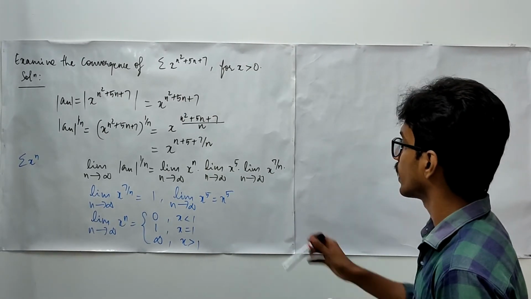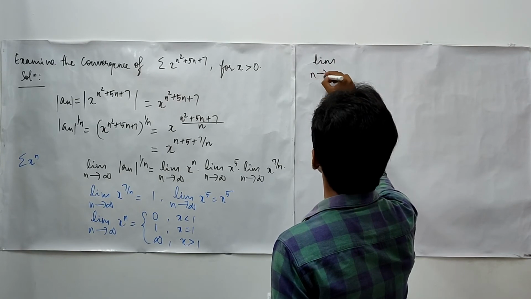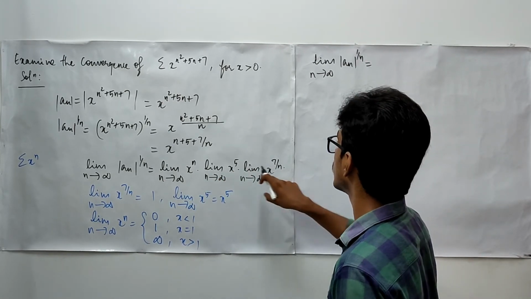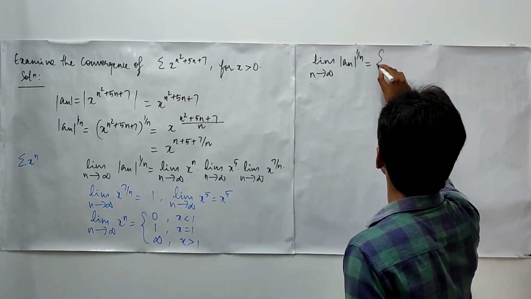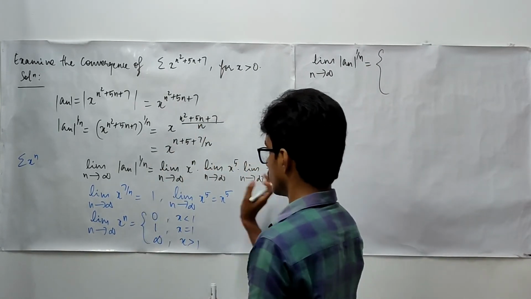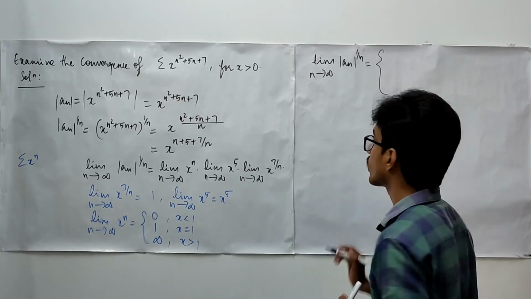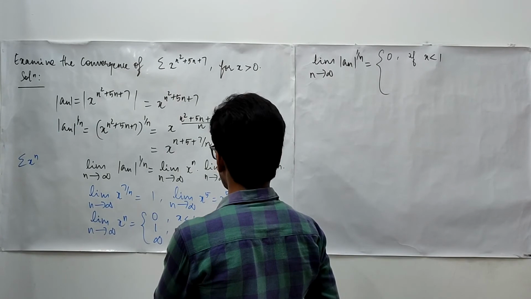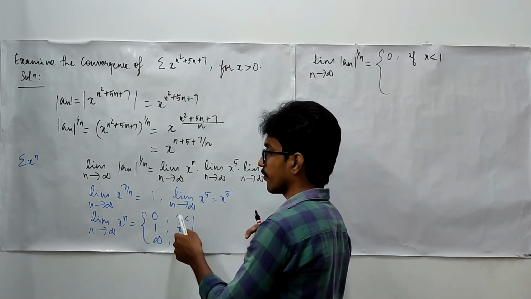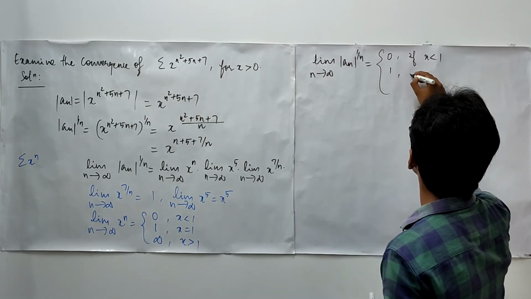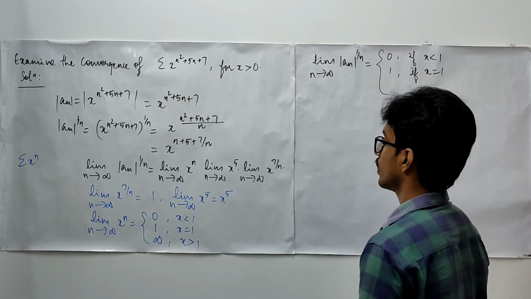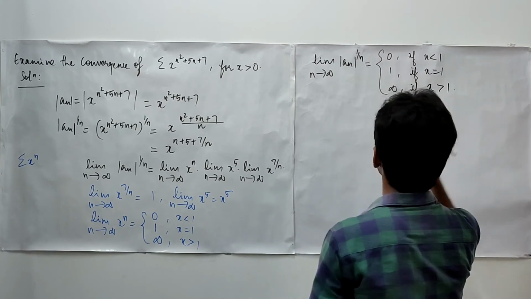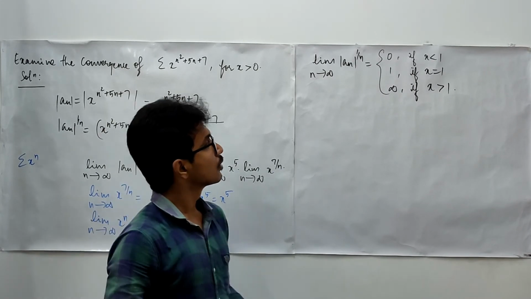Put together, what are we going to get here? Limit n approaches infinity, absolute value of a_n to the power 1 upon n is going to be, here we are going to have three different things. Here we will have the fixed 1 and x power 5. So now we will club these two things. If you multiply 0 with these two quantities, you are going to get 0. So this limit is 0 if x is smaller than 1. 1 times x power 5 times 1, so it is x power 5. This is happening for x equal to 1. Therefore 1 power 5 is also 1. This is 1 if x equals 1. And for this case, infinity times anything is going to be infinity. So that we will not consider. That is infinity.